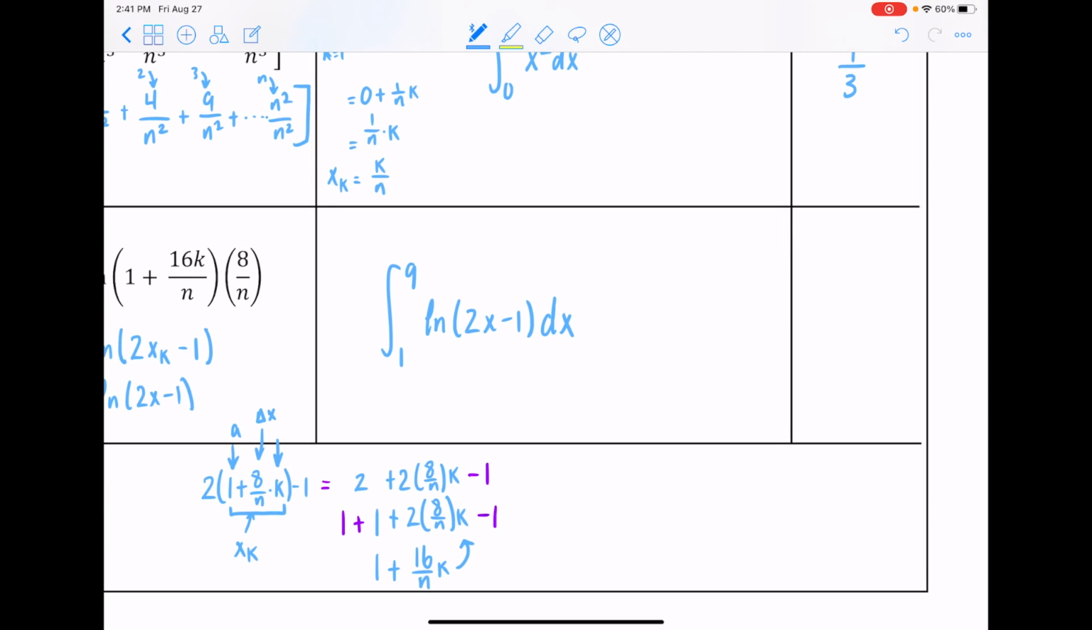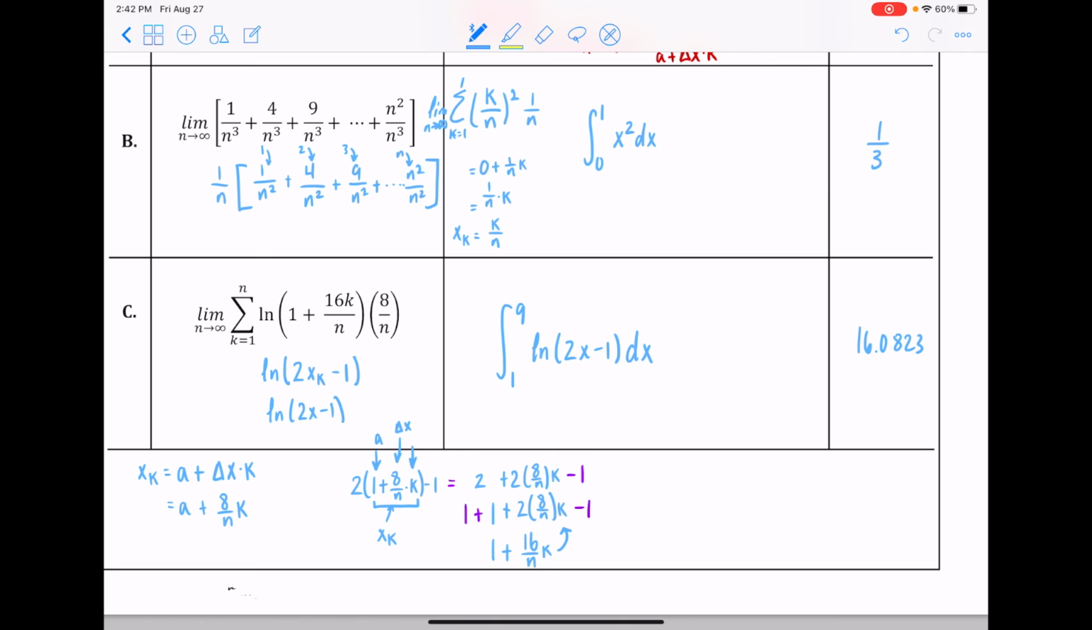And if you throw that into the calculator, you're going to get 16.0823. Okay, that one is tricky. That one took quite a bit of algebraic gymnastics to make happen. But that is the nature of calculus. Sometimes we have to do really ugly math like that to get it to work and make it look the way we want it to look.